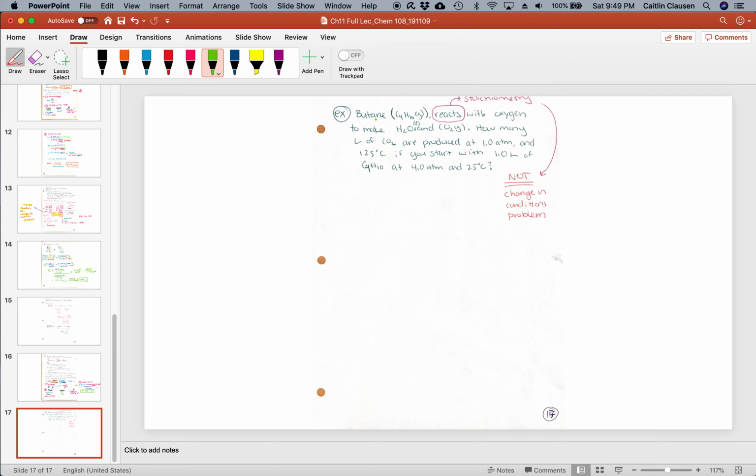Butane, C4H10 gas, reacts with oxygen to make liquid water and CO2 gas. How many liters of CO2 gas are produced at 1 atm at 125 degrees Celsius, if you start with 1 liter of C4H10 butane gas at 4.0 atmosphere and 25 degrees Celsius? Reacts is the key word here. It means stoichiometry.